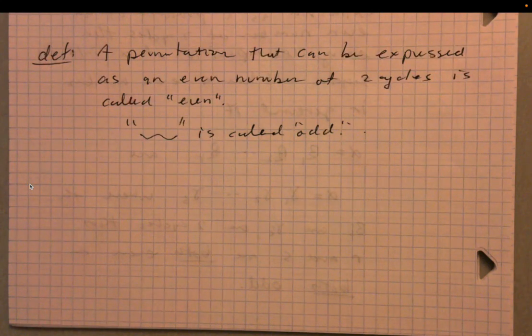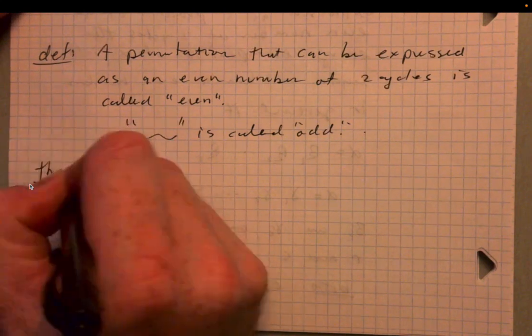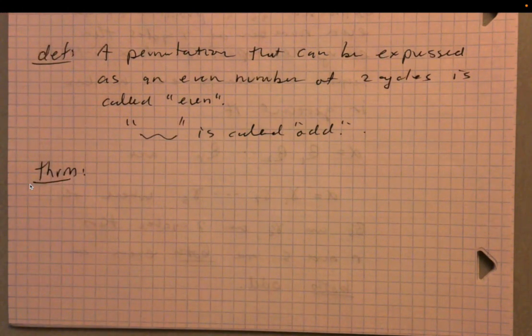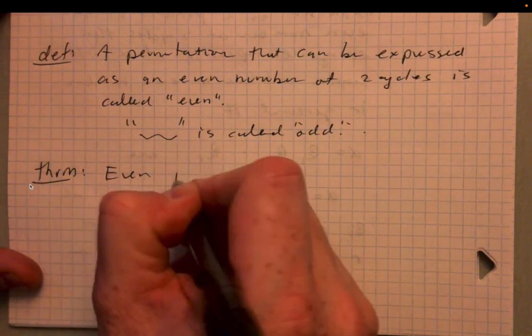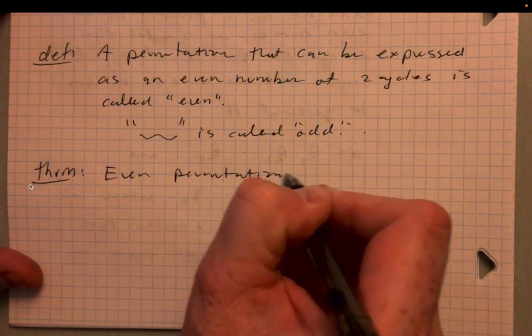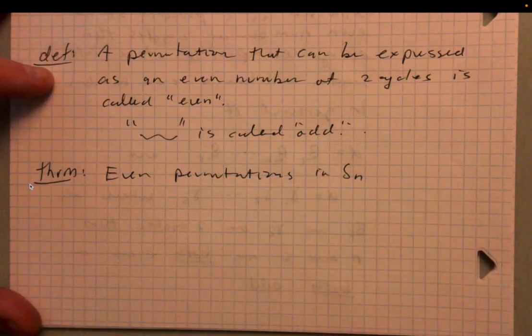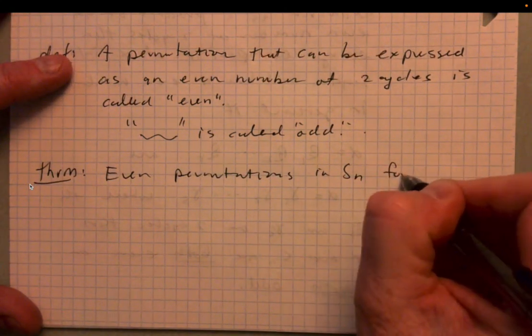So a permutation is even or odd based on the number of 2 cycles required to express it. It turns out that every permutation is either even or odd. A nice theorem that comes off of this: even permutations in Sn form a subgroup of Sn.